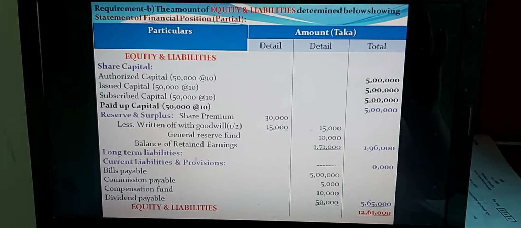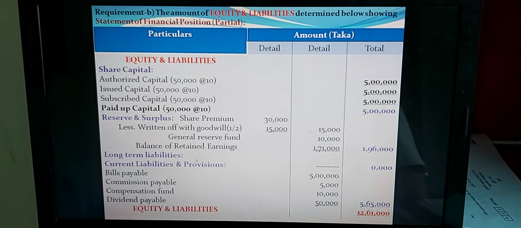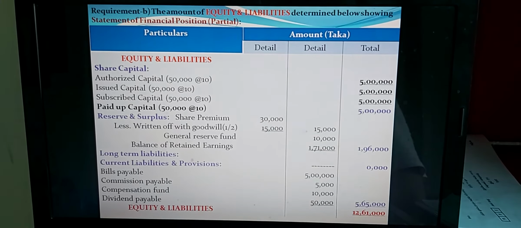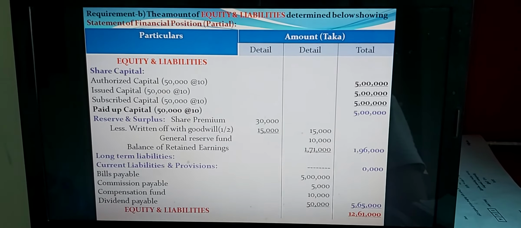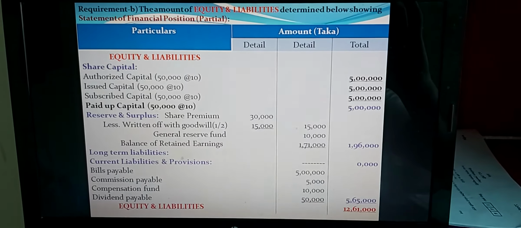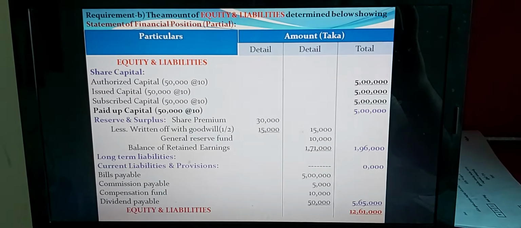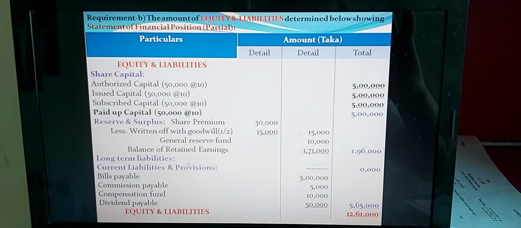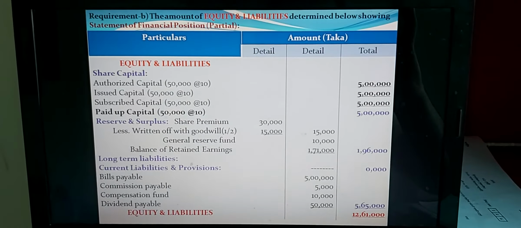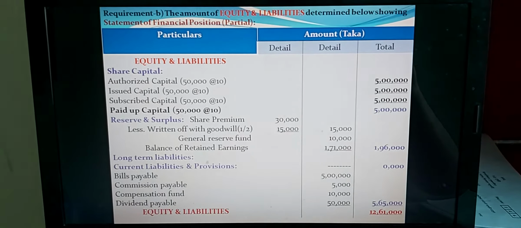Number 1, bills payable from trial balance taka 5 lakh, commission payable from trial balance taka 5,000. But adjustment number 1, compensation fund taka 10,000, and from adjustment dividend payable taka 50,000. So total amount of current liabilities and other provision taka 5,65,000.